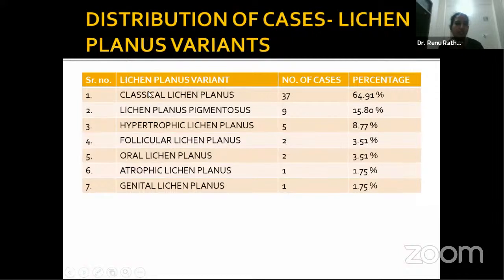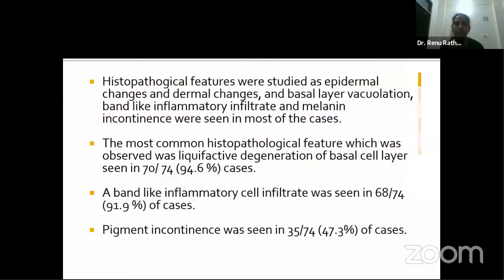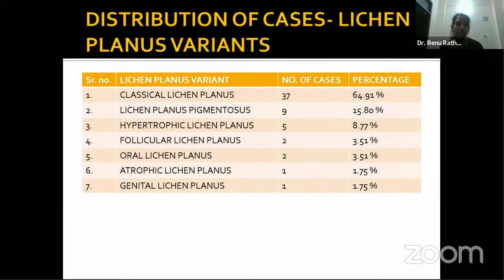So, yes, among the distribution of cases, as we discussed, lichen planus and its variants were the most common. Among these, 37 cases were of classical lichen planus, and 9 cases were lichen planus pigmentosus. Hypertrophic lichen planus was 5 cases, 2 cases of follicular lichen planus, 2 cases of oral lichen planus, 1 case of atrophic lichen planus, and 1 case of genital lichen planus was seen. And this is the percentage of all the cases.